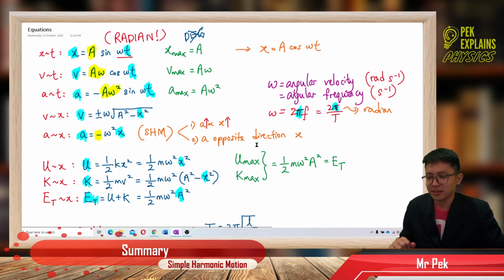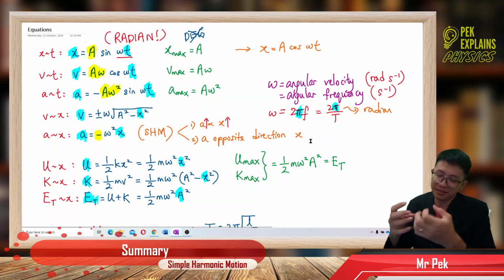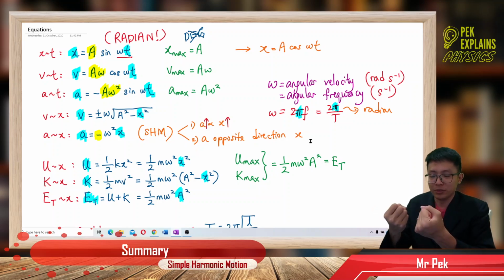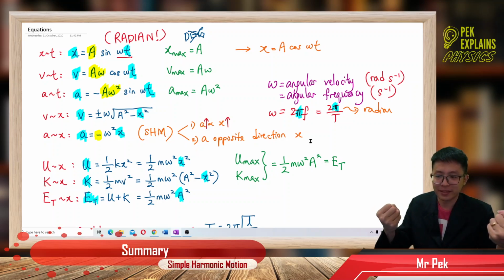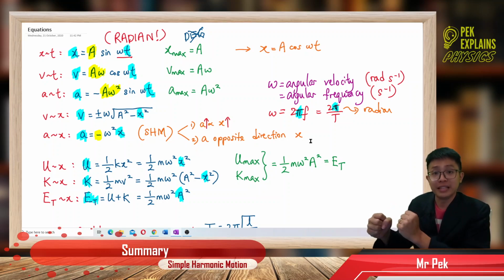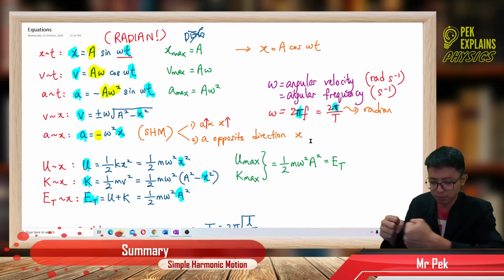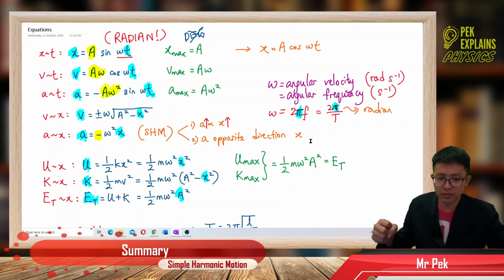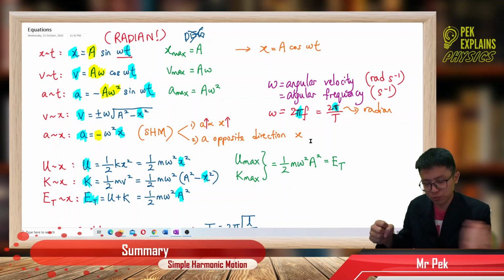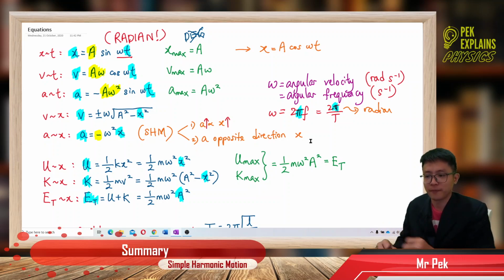Secondly, acceleration is in the opposite direction to displacement. That means when you extend the spring, the spring pulls back in the opposite direction. You expand the spring in the positive direction, and the spring pulls back in the opposite direction.